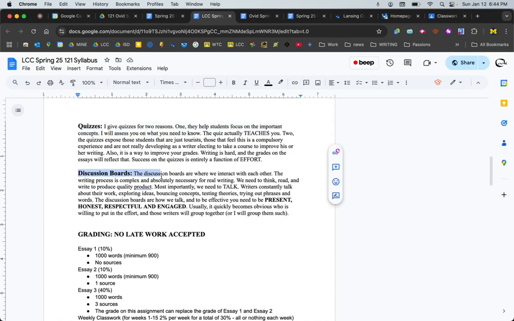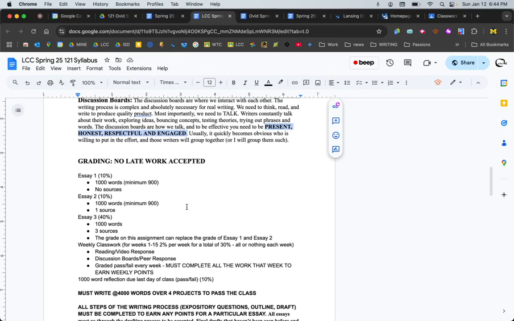The discussion boards is where you interact with each other. So remember, this is in D2L. I expect you to be present, honest, respectful, and engaged on the discussion boards. At all steps in the writing process, we ask for feedback. Sometimes you're responding to the whole class. Sometimes you're responding just to a peer. So please make sure you do that.